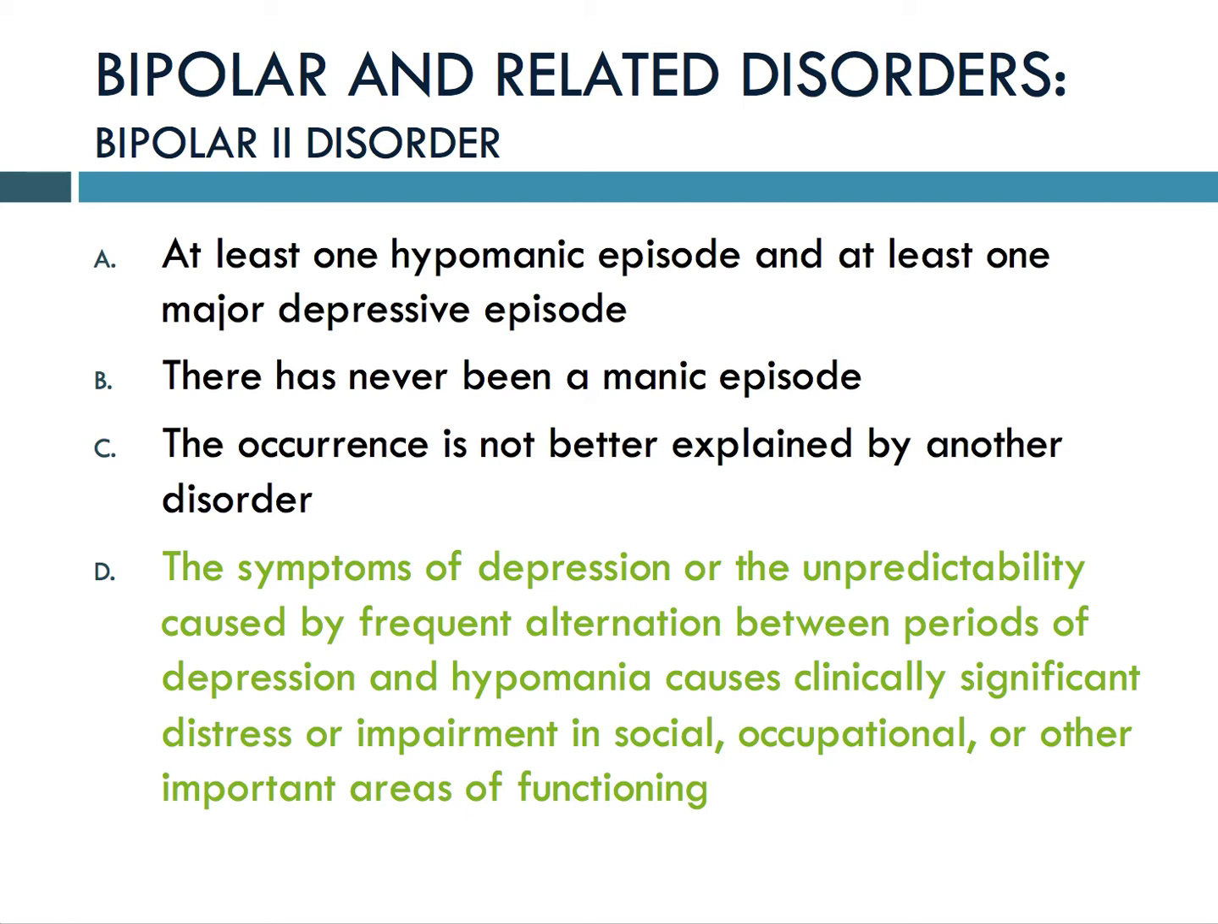But also, if you look carefully at what the diagnostic criteria are saying here, they're specifying that the hypomanic symptoms alone are likely not going to cause distress. And that makes sense when you think back to the diagnostic criteria for hypomanic episodes overall. But instead, what this is saying is that either the depressive symptoms or the changing between depressive symptoms and hypomanic episodes, that's what's causing the distress or the impairment.